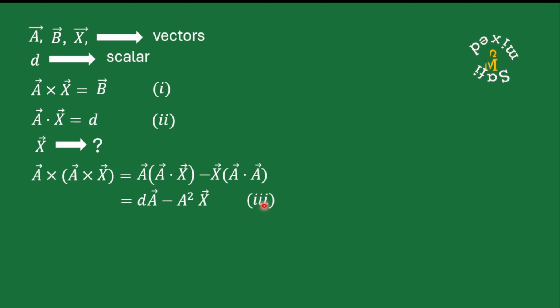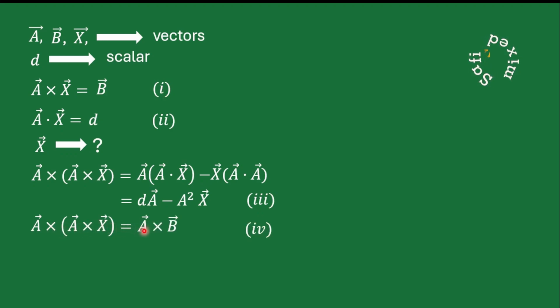Now I again consider this side of the equation, but now implement equation 1. By doing so, I can write the right side of this equation in the form a cross b, because we know that a cross x equals b, and that's obvious from equation 1. Now we have two equations, equation 3 and equation 4, whose left sides are the same.